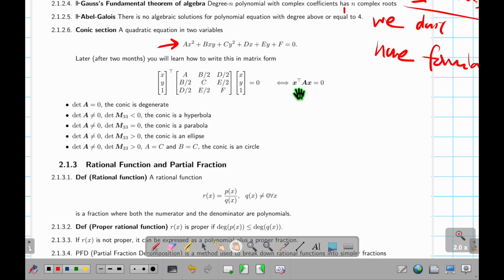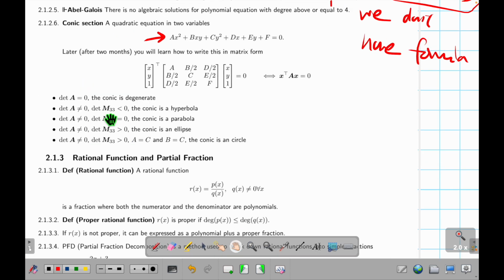So it's something called a quadratic form. You have a vector x, which represents x, y, and 1, and you have a matrix A holding all these A, B, C, D, E, F here, equal to 0. So that means if you have a way to describe this matrix A, you can tell whether this thing is a circle, a hyperbola, a parabola, or an ellipse. These are the details. After you study linear algebra, come back to here, and you will understand what these things are.